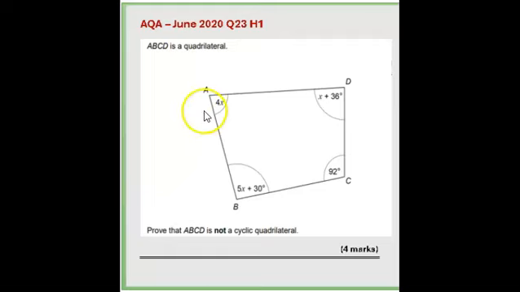What you are asked to do, knowing what you are given here, plus what you know about a quadrilateral, is to prove that this quadrilateral is not cyclic. You can turn the video off. Try to do it yourself and compare your solution with my solution.